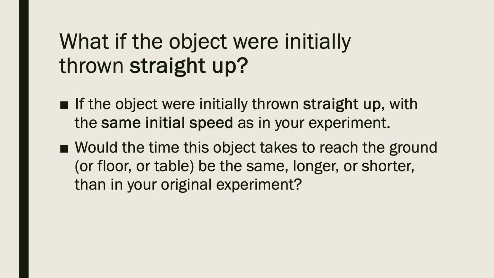What if the object were initially thrown straight up? If the object were initially thrown straight up with the same initial speed as in the original experiment, the time to reach the ground would be shorter as there would be only a y component of direction. Projectiles have an x and y direction of velocity, so they have to cover a greater distance with the x distance of range, which means it will take more time to hit the ground.